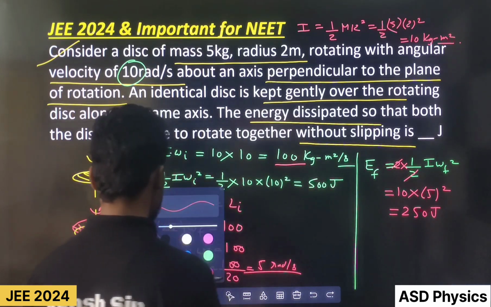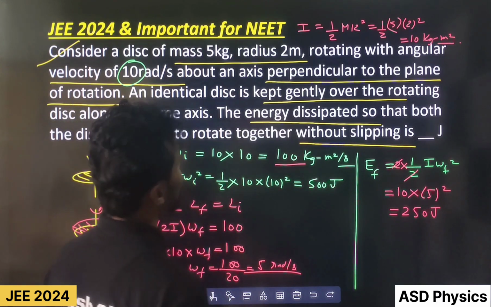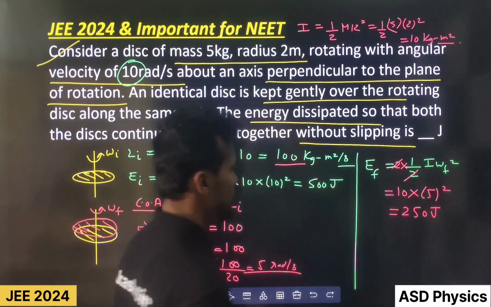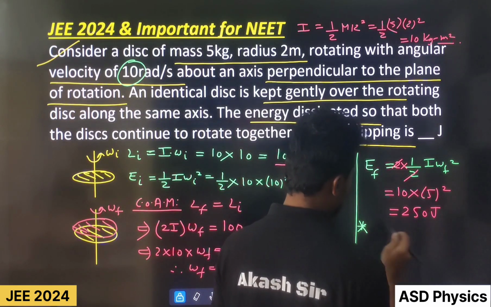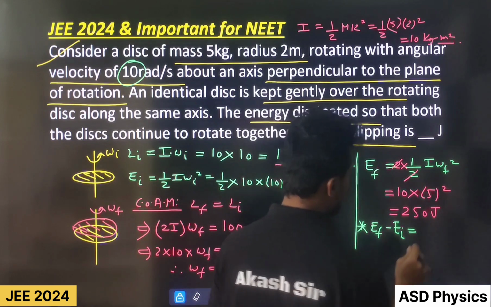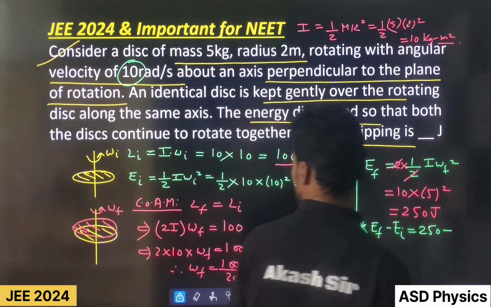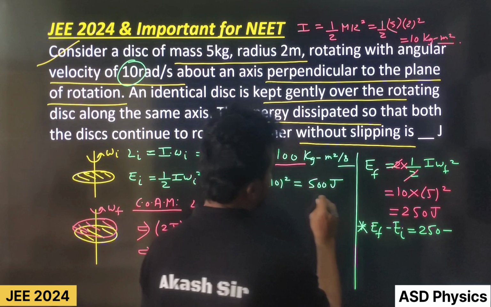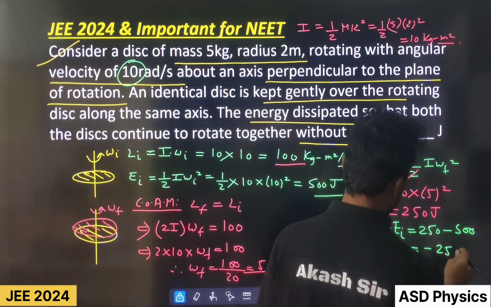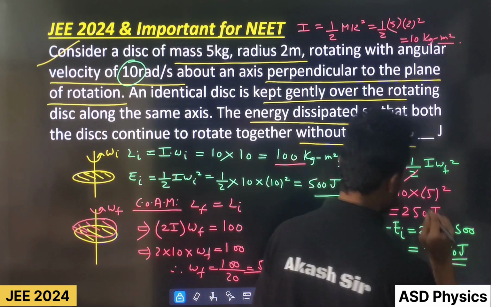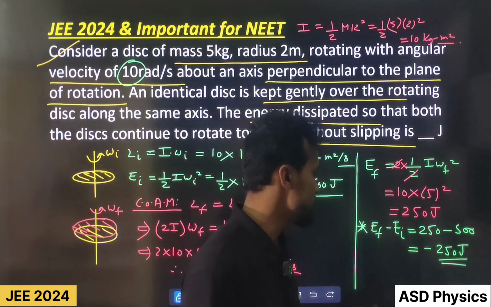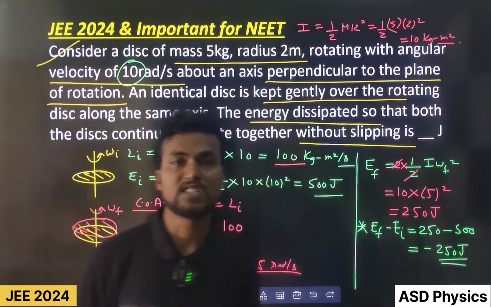In the question we have to calculate the energy dissipated. Energy loss will happen. To calculate the energy dissipated, we can do E final minus E initial. E final is 250, minus E initial, which we know is 500 joule. So 250 minus 500 gives minus 250 joule. This minus sign indicates that energy is dissipated, or we can say the final energy is less than the initial energy.